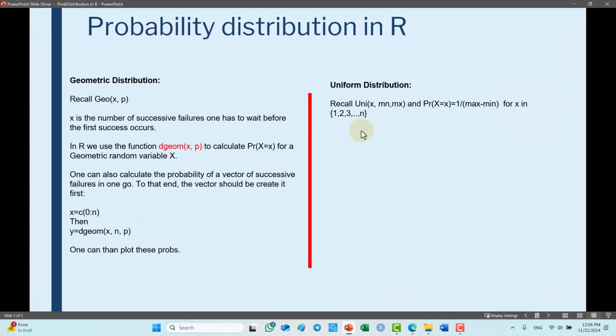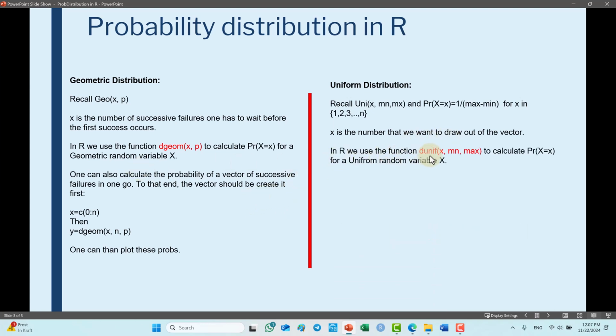The uniform distribution. A uniform distribution has two parameters, namely minimum and maximum. The probability that X is equal to x is 1 over maximum minus minimum, for x being in 1, 2, 3 up to n. x is the number that we want to draw out of the vector.